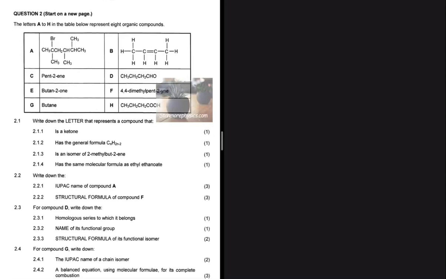So in the table that we're given, which one is the ketone? Because that is what 2.1.1 asks of us. So the question now is, how do we identify a ketone?